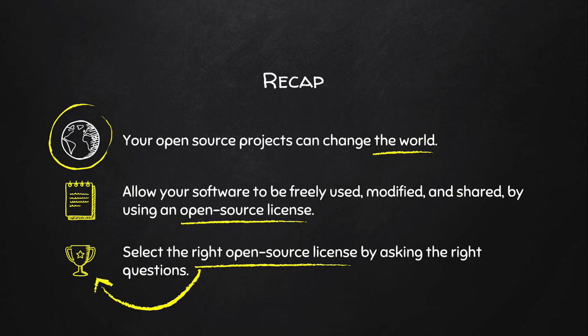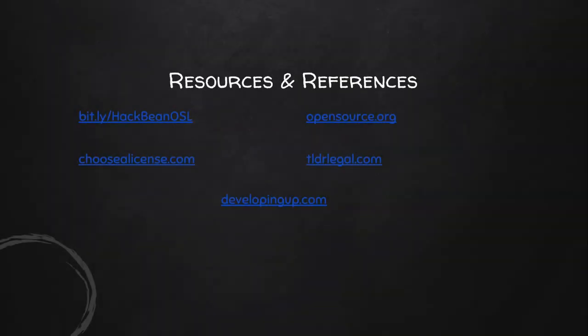So before I get into questions, I'm going to list some resources for everyone here. The first is a bit.ly link, HackBeanOSL, which is this presentation. It's on Google Slides, so I don't have it listed, but it's like an open source thing because you can create a copy of it. So it's an open source presentation. The link to opensource.org, which is the Open Source Initiative, who read all those licenses and approve or deny them. ChooseLicense.com is a fun tool by GitHub. It asks you basically those four questions I presented to you, and they help you decide what license to pick.